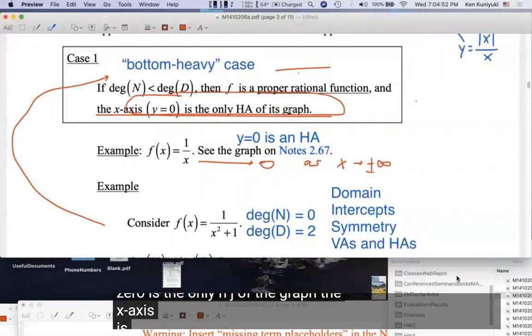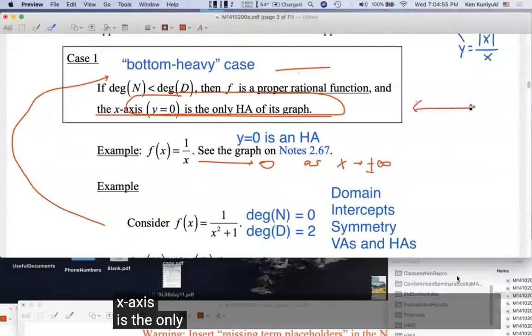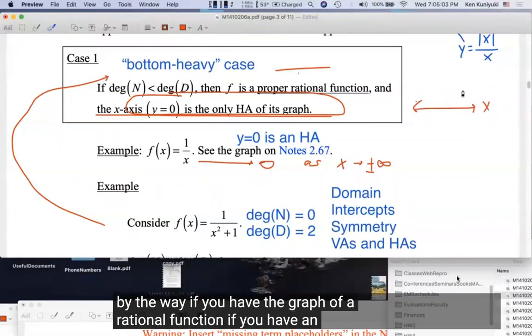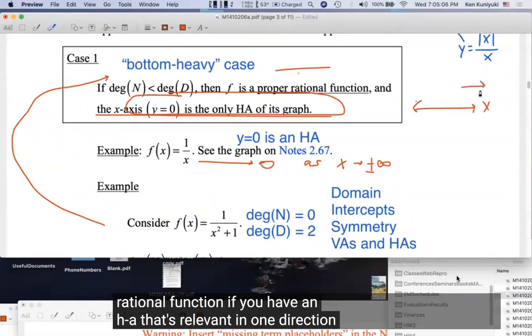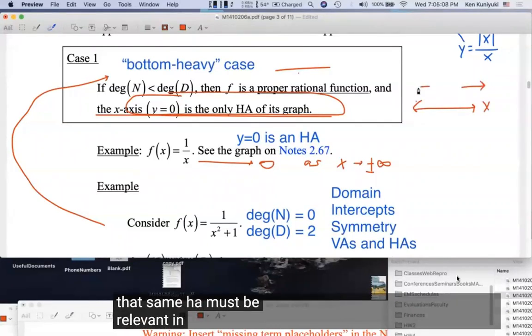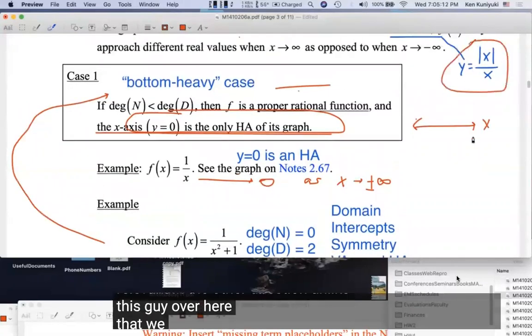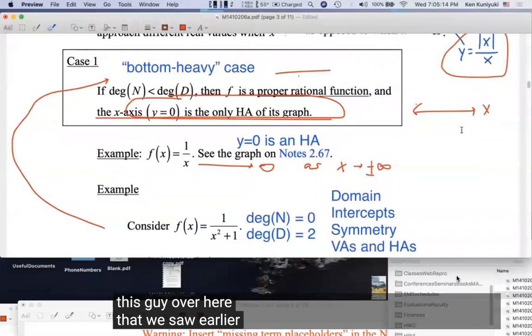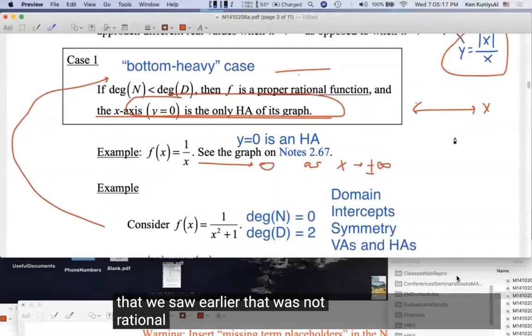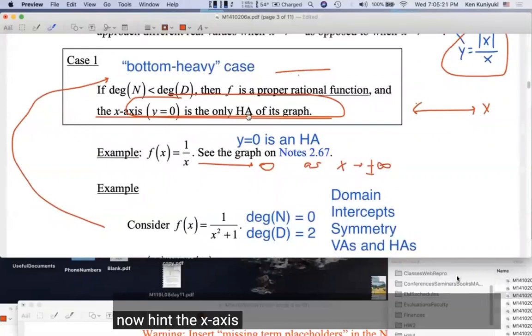The x-axis is the only HA for the graph. By the way, if you have the graph of a rational function, if you have an HA that's relevant in one direction, that same HA must be relevant in the other direction. Unlike this guy over here that we saw earlier. That was not rational. Now, hint, hint, the x-axis is the only HA.